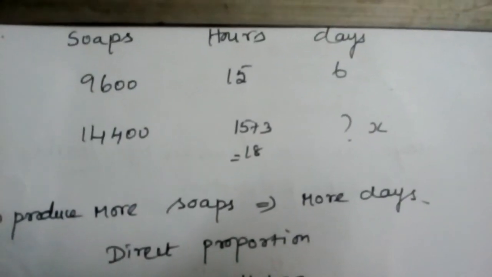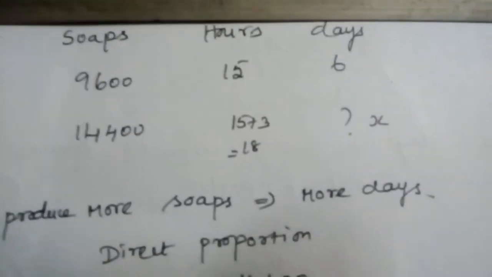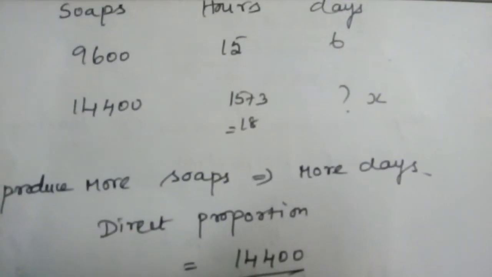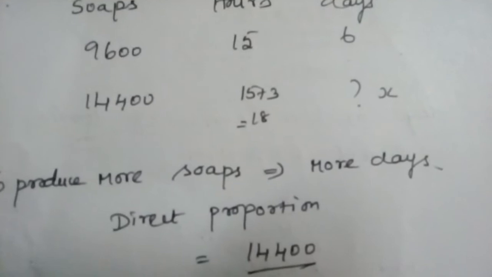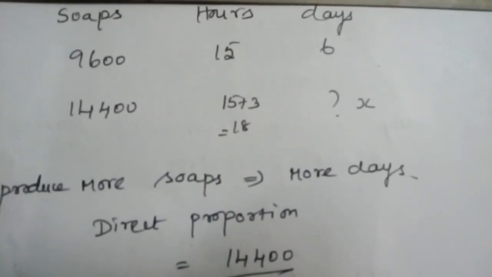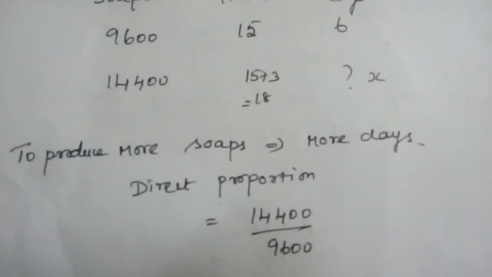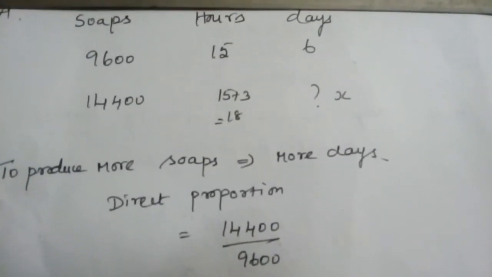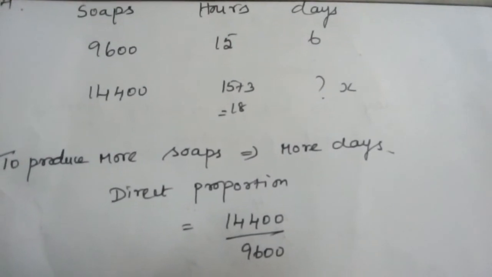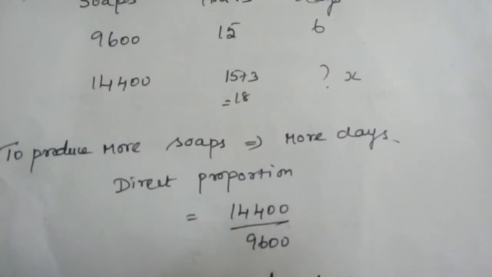We can write the values as soaps, hours and days. For 9,600 soaps it is 15 hours and 6 days. For 14,400 soaps, 18 hours, how many days? When we compare the soaps and the days, more soaps means more days will be required. So both are in direct proportion.